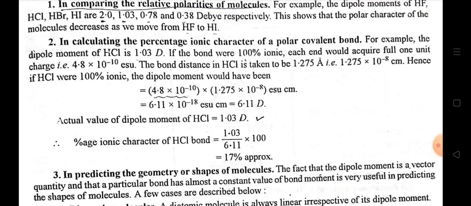that is equal to 6.11 into 10 raised to the power minus 18 ESU centimeter, or 6.11 Debye. The actual value of the dipole moment of HCl is 1.03 Debye, and the percentage ionic character of the HCl bond is 1.03 upon 6.11 into 100, that is approximately 17%.